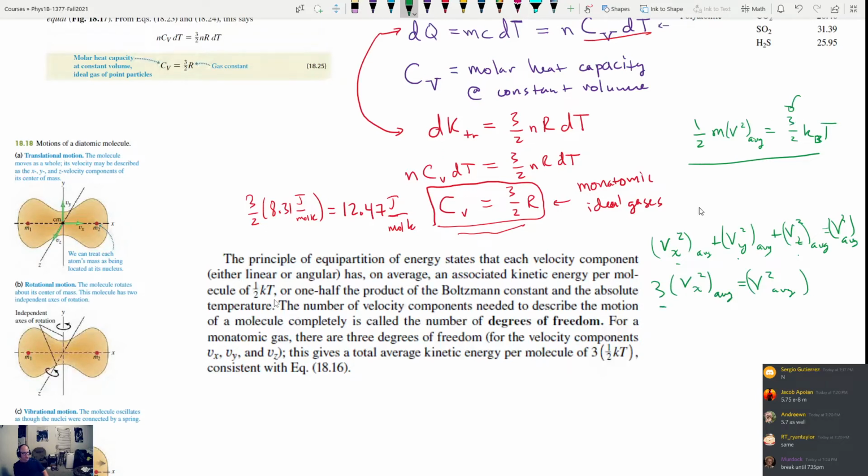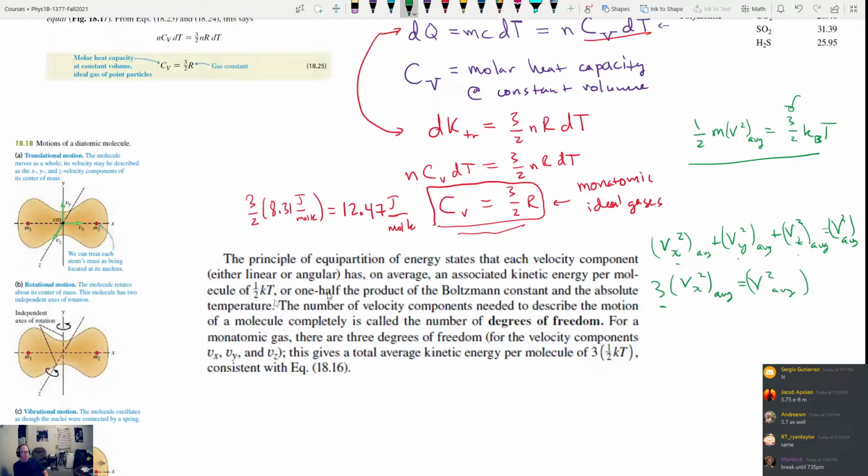And why did that 3 show up? Because there are 3 spatial dimensions to our space, and 1 time dimension. The 3 spatial dimensions mean you get 3 halves kT. If we lived in a 4-dimensional universe, it would be 4 halves kT. But we don't. We live in a 3-dimensional universe, as far as we know. So we have 3 halves kT.